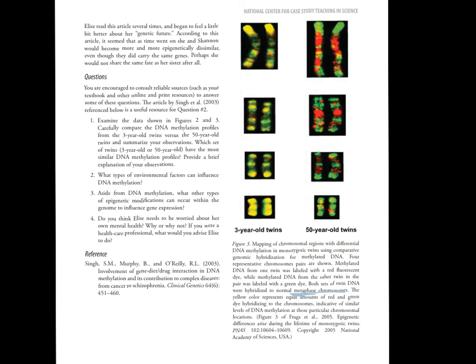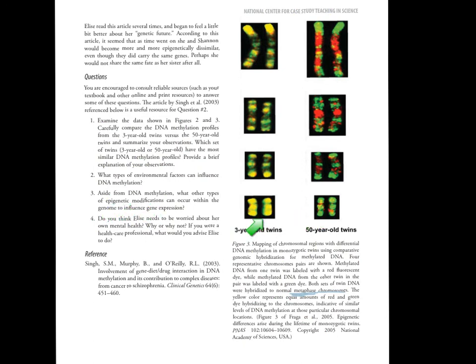Now I want you to go ahead and look this up. What other types of epigenetic modifications can occur within a genome to influence gene expression? You go ahead and look those up. There are numerous ones that we've identified so far. By a long shot, we probably have not identified every different type of epigenetic change that can happen between two twins.